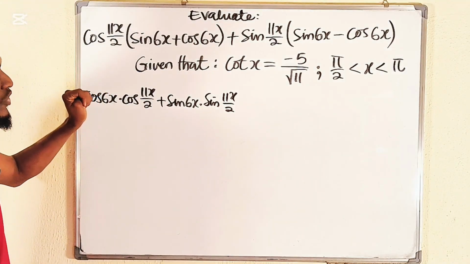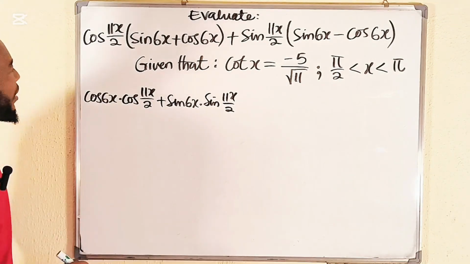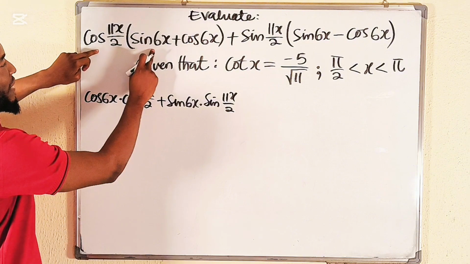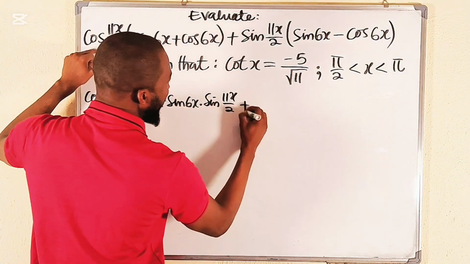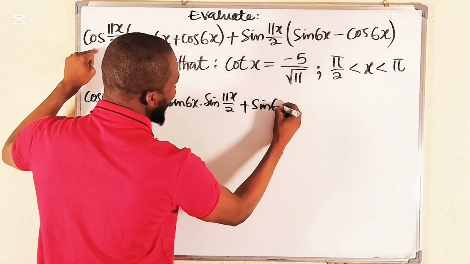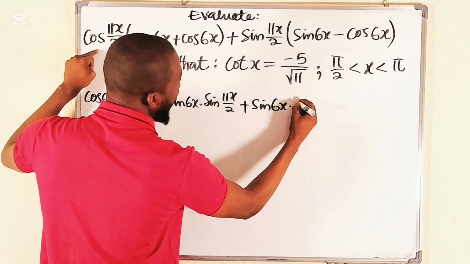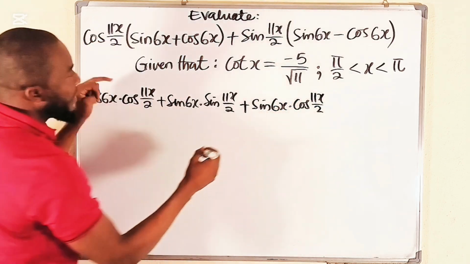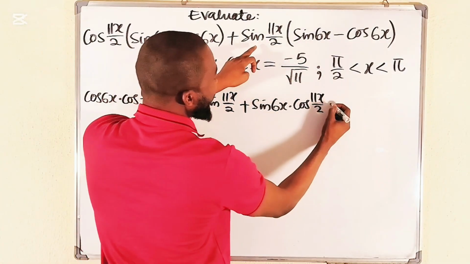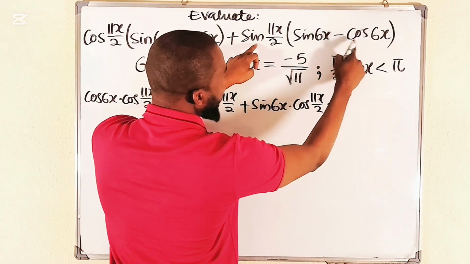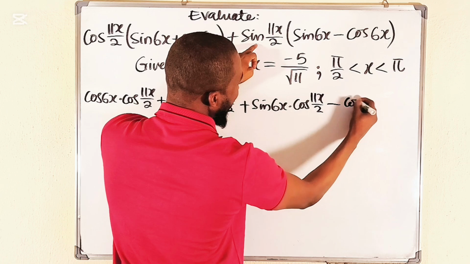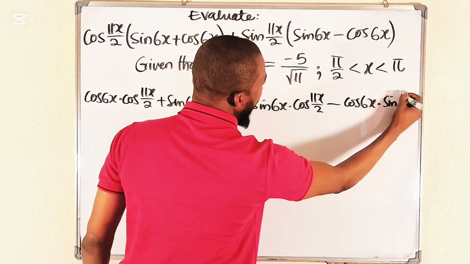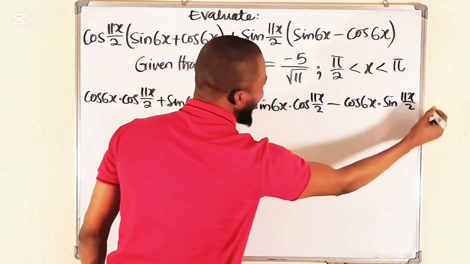So we are done with the first one. Then the second combination, I would like to connect which one? This time this will give us sine of 6x multiplied by cosine of 11x divided by 2. Then here, minus, because of this minus sign, cosine of 6x multiplied by sine of 11x divided by 2.